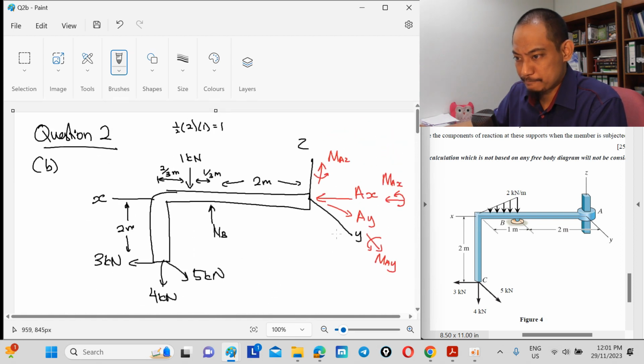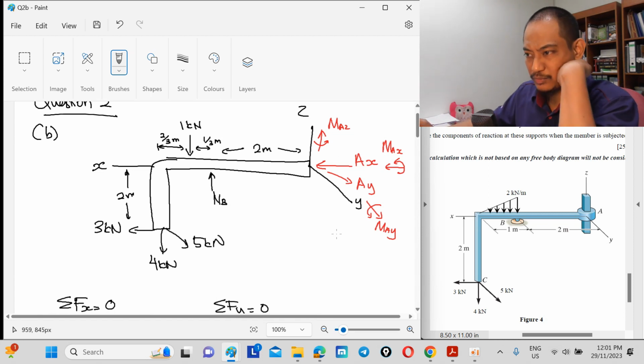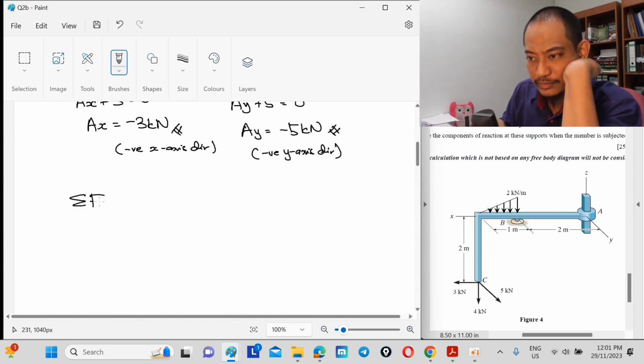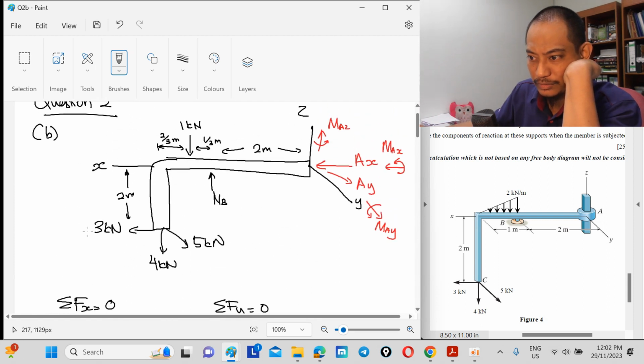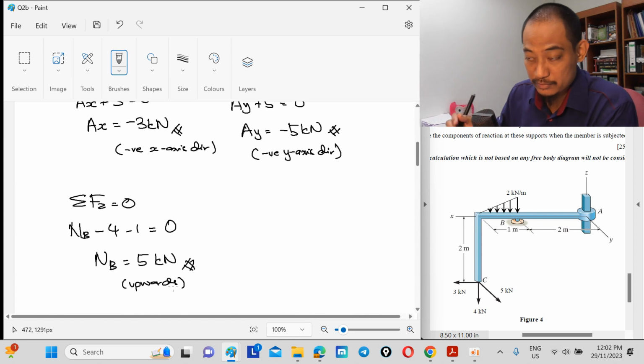But z, we have NB, right? Because we do not have AZ, so we can solve NB. So summation of Fz equal to 0, so we have NB, and then minus 4 minus 1 equal to 0, so NB equal to 5 kilonewton. Of course upwards, and this must be upward. If you suddenly have negative, that must be wrong, because a roller has only a normal direction there.